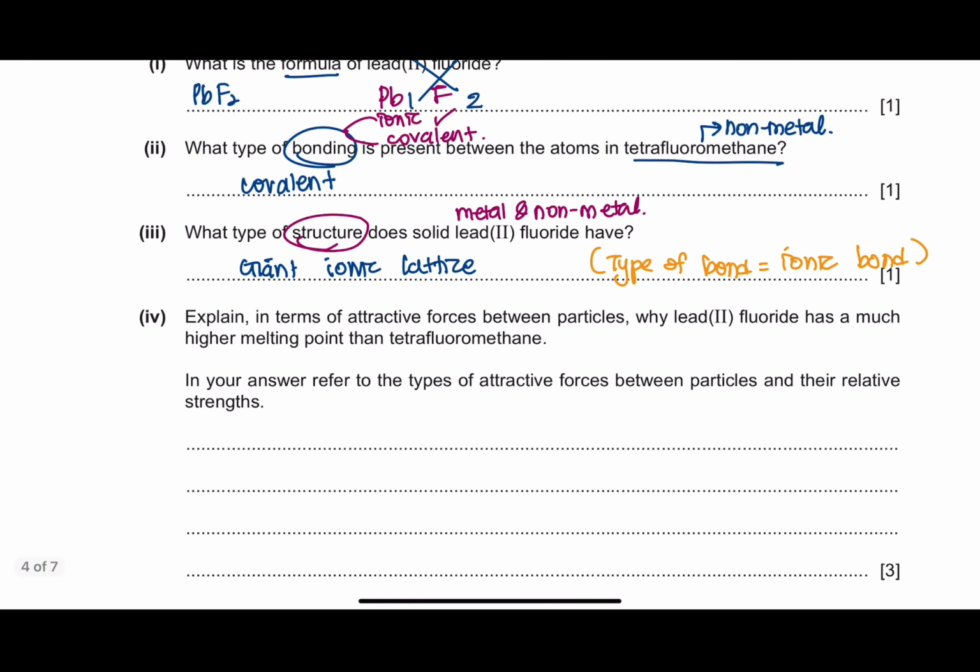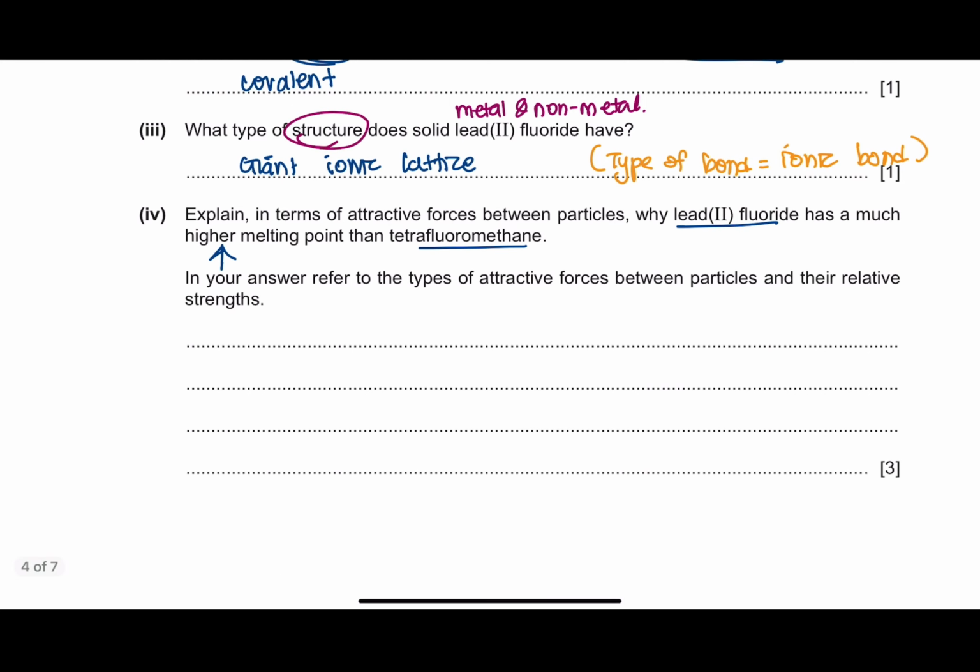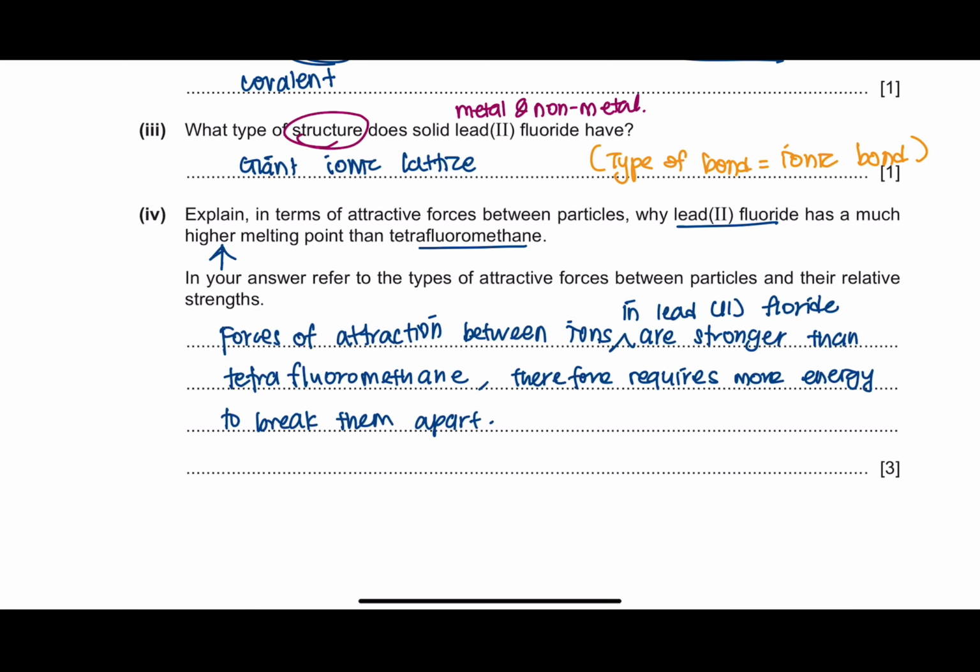Question 4. Explain in terms of attractive forces between particles why lead-2 fluoride has a much higher melting point than tetrafluoromethane. So I'm sure you already know the answer by now. When it is ionic, it has strong forces, therefore much more energy to break them apart. So this is your answer. Please be familiar with this question as it carries a high percentage of marks.